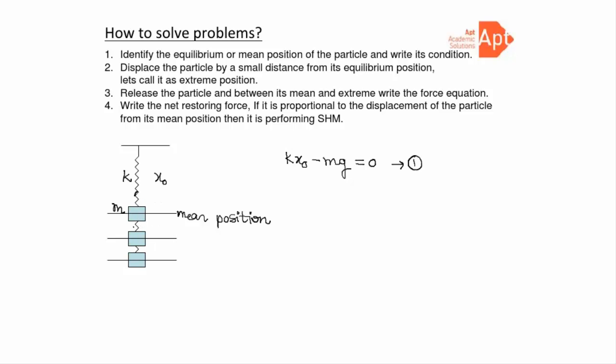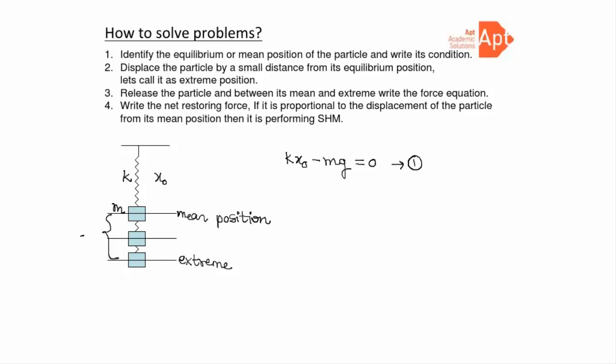Now the second step says displace the particle by a small distance from its equilibrium position. Let's call it the extreme position. So here we are displacing this block by a small distance, and let's say that this is the extreme position of the block. The third statement says release the particle and between its mean and extreme write the force equation. So somewhere between the mean and extreme we will write the force equation.